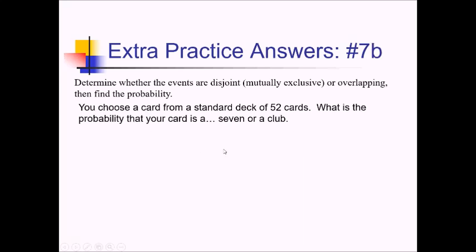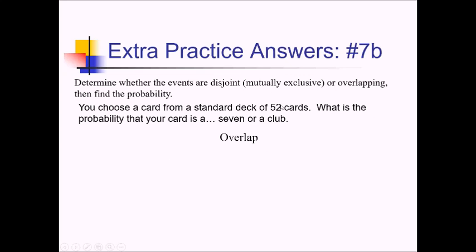For this problem, we want to figure out, first off, if I'm choosing a 7 or a club, is this disjoint or overlapping? Are there any 7s that are also clubs? There are. How about the 7 of clubs, right? So this is an overlapping set of things that we're choosing between. So when we find our probability, we're going to have to find the probability of a 7 and a club and add those, but then we're going to have to subtract the probability of things that are in both of these categories. So let's start with probability of a 7.